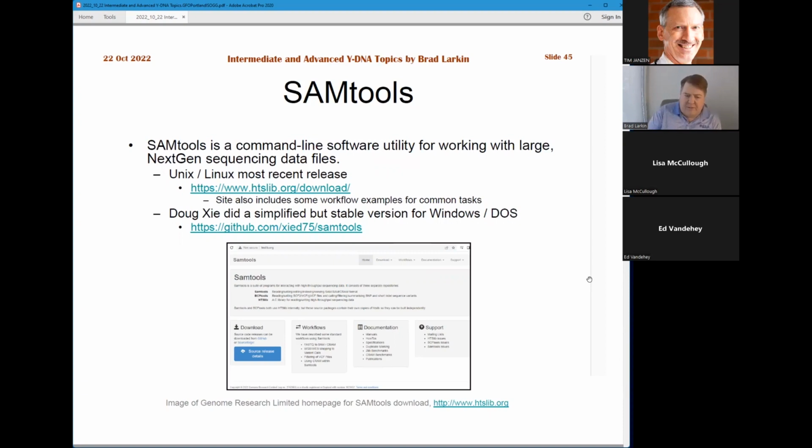Most of the releases are on Unix, Linux, but one named Doug G did a simplified but stable version for Windows, which is one I use a lot.